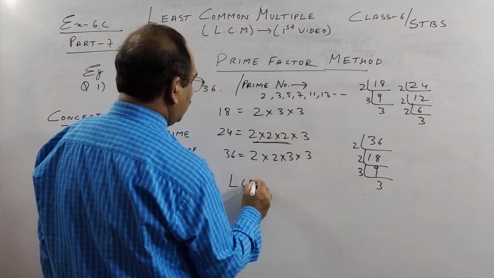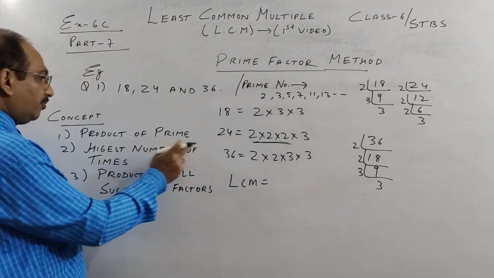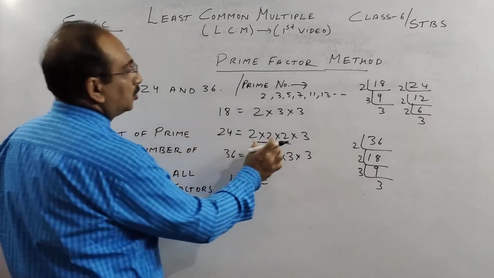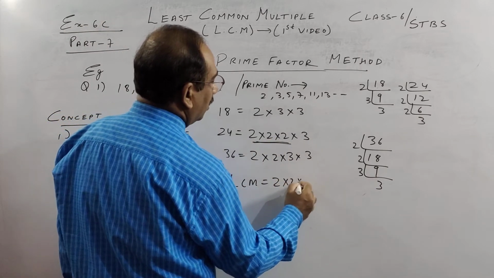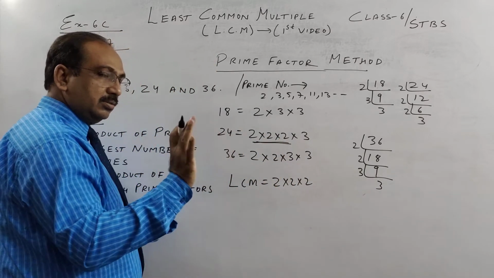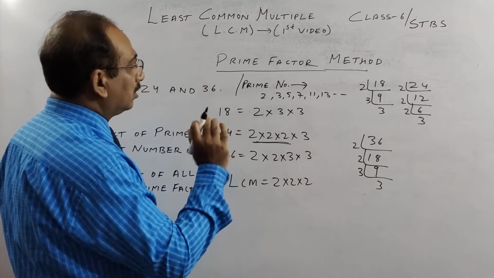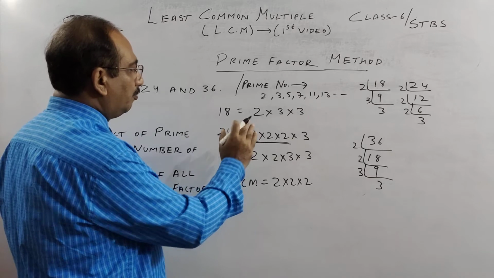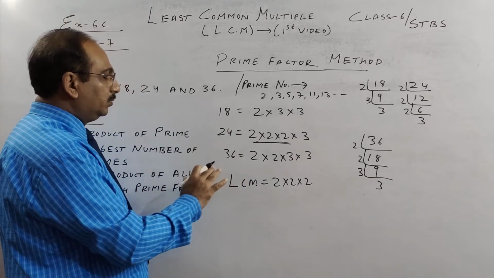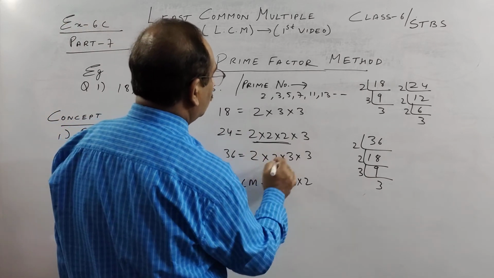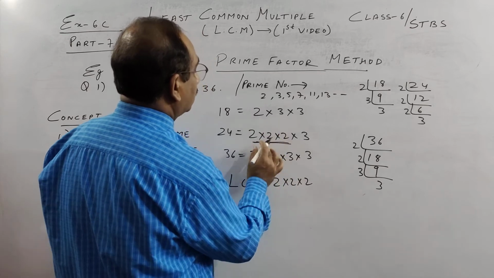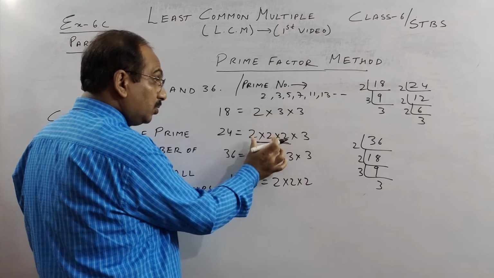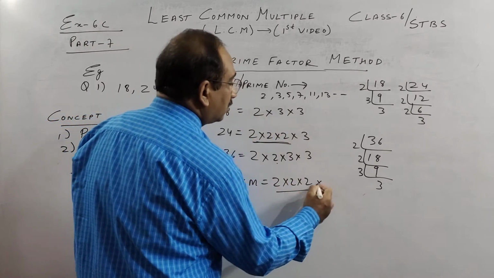So LCM is taking the highest number of times each of these numbers comes, and the answer is the product of all those. So 2 comes thrice. I'll show you by another method. You are in class 6, so indices I think is in class 7, so power is more. I am telling you this because you are in class 6 now. See, 2 comes twice, 2 comes once, 2 comes thrice, so the maximum number of times. So take 2 three times.